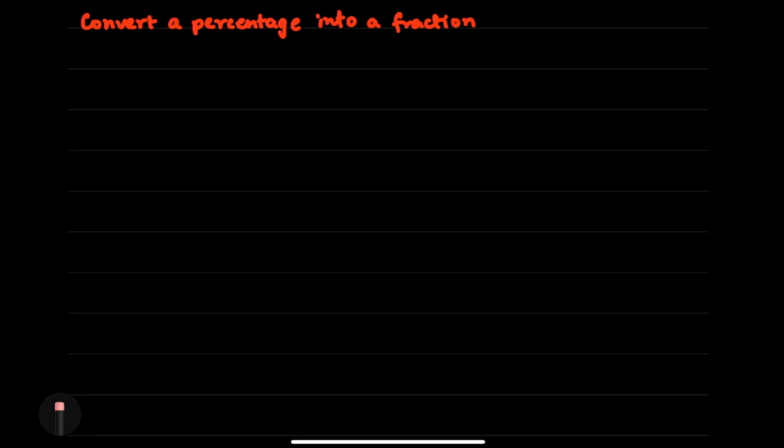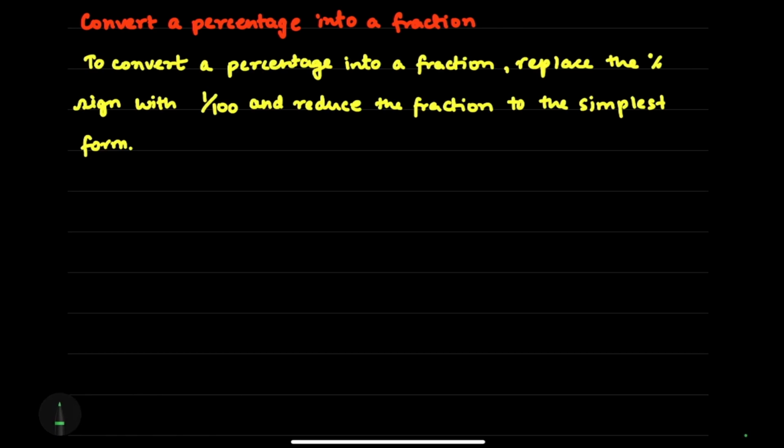Now we will look at a simple case of converting a percentage into a fraction. In order to convert a percentage into a fraction, we will first replace the percentage sign with 1 by 100 and reduce the fraction to the simplest form. Let's look at it through an example. Let's say we want to convert 20% into a fraction. 20% can also be written as 20 over 100, and when we simplify this it comes out to be 1 by 5. Similarly, we can also write 75% as 75 by 100. We convert it into the simplest form, and this gives us 3 by 4.